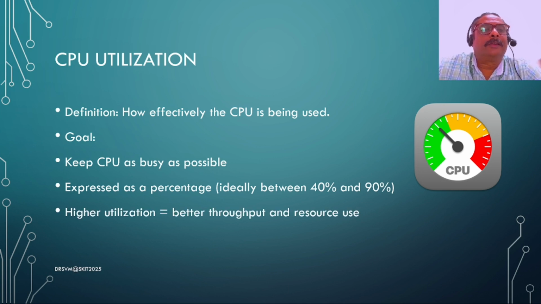The higher the utilization, the better throughput and better resource usage we will have. CPU utilization is a good metric when we are working with servers or real-time systems. When we are working with them, the CPU utilization metric is a good measure of how efficiently our system is working.